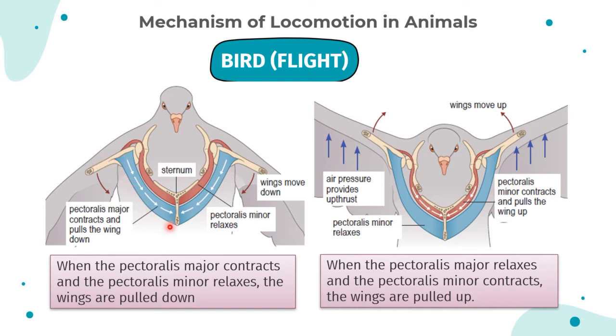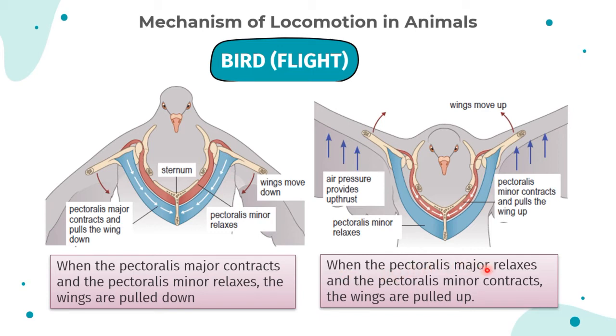So you have to explain here: when the pectoralis major contracts, at the same time pectoralis minor relaxes. Relax means the muscle becomes longer. And then, what happened? The wings are pulled down. Why are the wings pulled down? Because the pectoralis major contracts, so it will shorten and create a pull force that pulls the wings down.